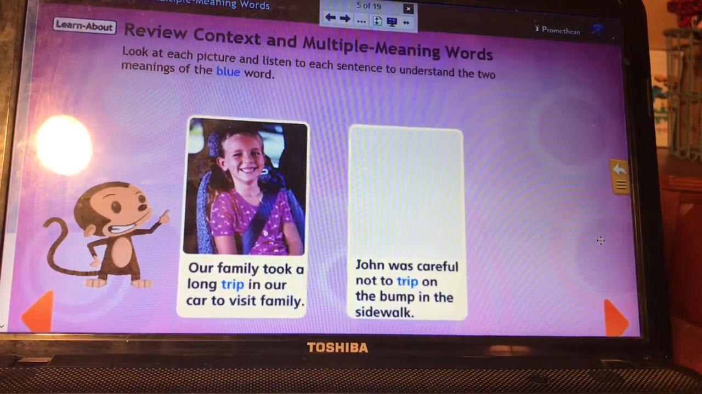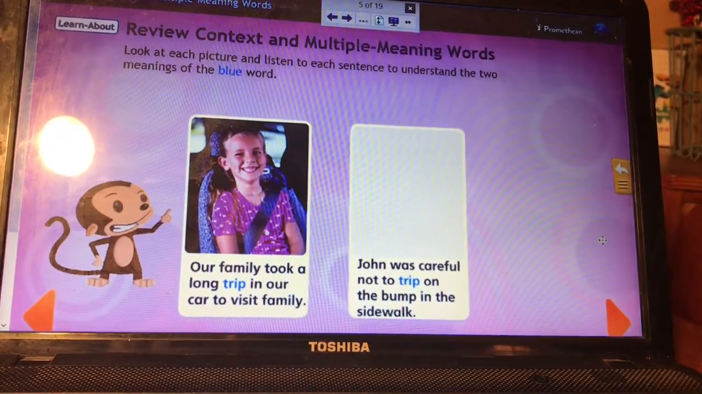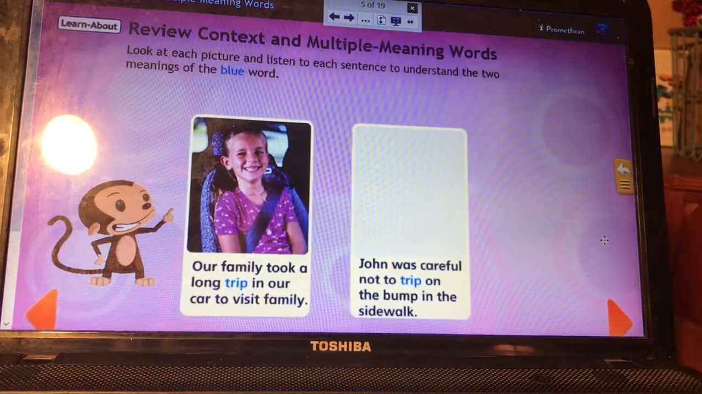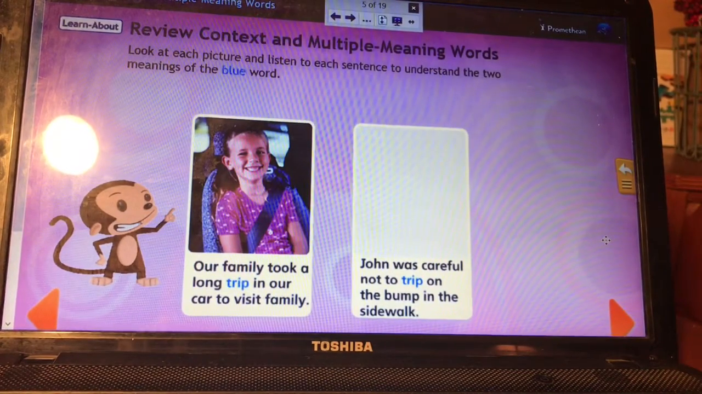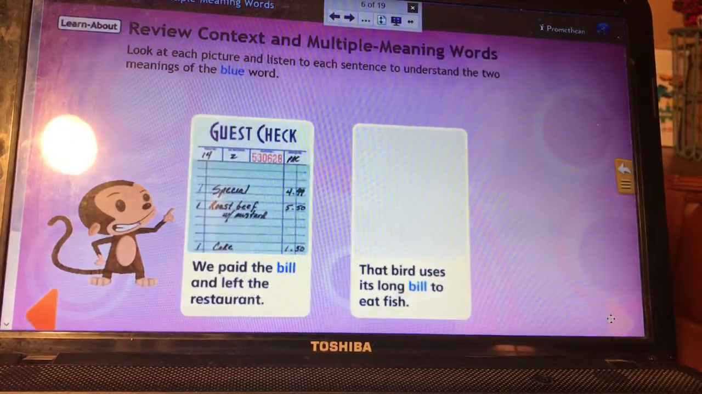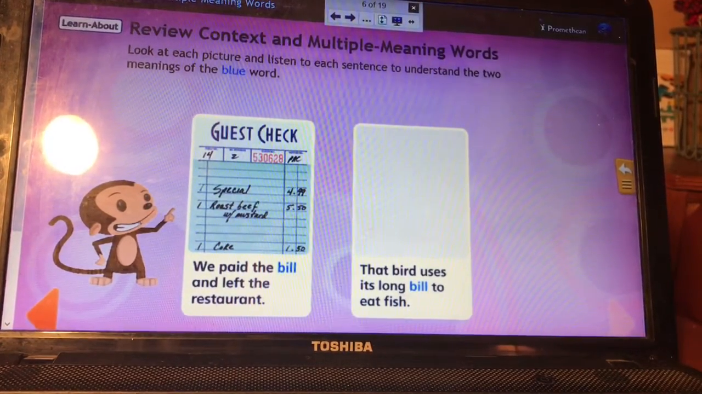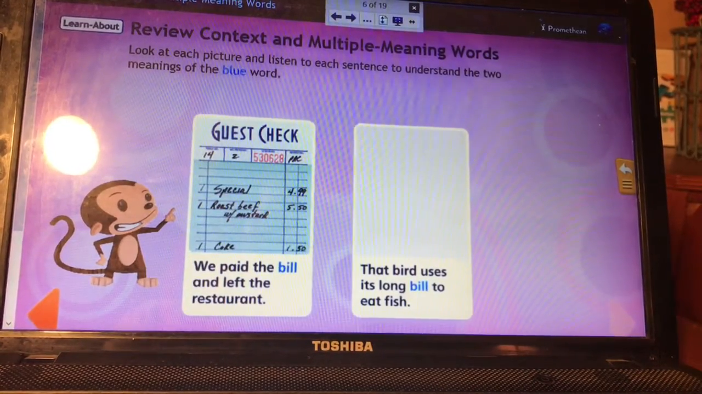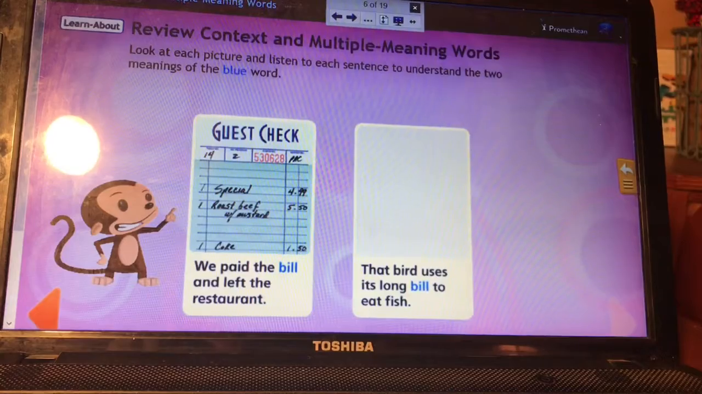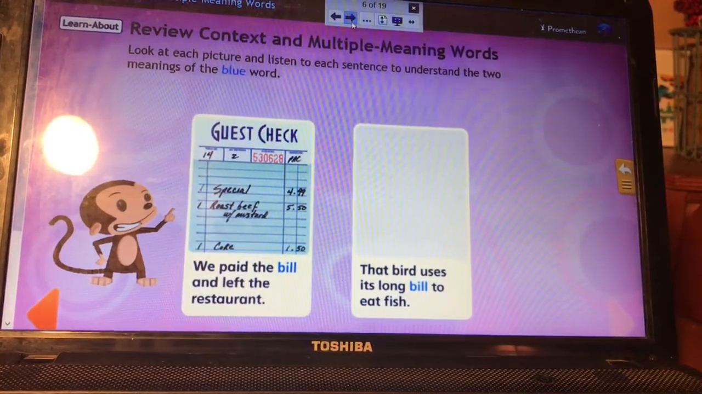Our family took a long trip in our car to visit family. John was careful not to trip on the bump in the sidewalk. This is the same example I gave with the word trip. This next one says, we paid the bill and left the restaurant. The next sentence says, that bird uses its long bill to eat fish. So it could be like a check that you have to pay, or it could be something that's on a bird or an animal.